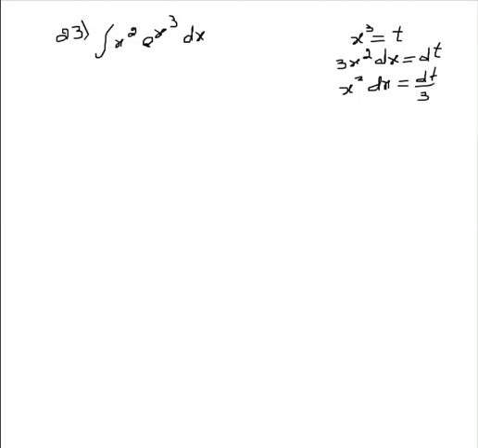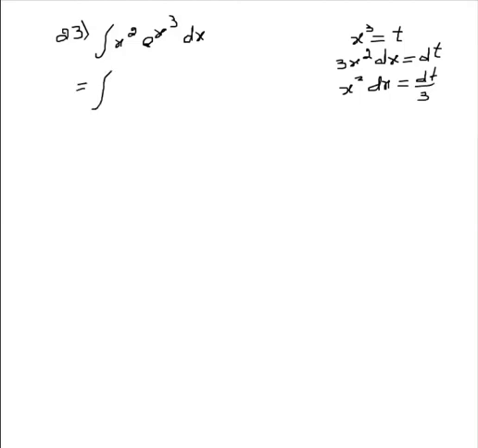Question 23. Integral x square e power x cube dx. We know that differential of x cube gives us x square term. So let us use substitution. We can take x cube as t, or we may take e power x cube as t. Let us take x cube as t. 3x square dx is dt. Therefore, x square dx is dt over 3.